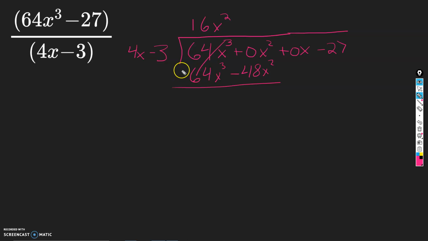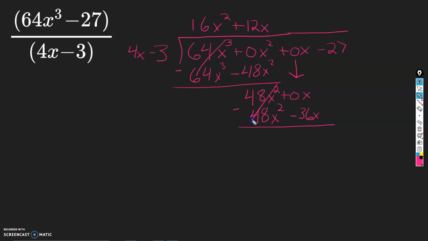0 minus, remember this is always a minus. 0 minus minus, so this is going to become a plus 48x squared out here. And then the 0x drops down. That's 0x. Alright. 4x goes into 48x squared. That's going to be 12 times, and then x squared, 12x. So 48x squared, perfect. And then 12x times negative 3 is going to be negative 36x.